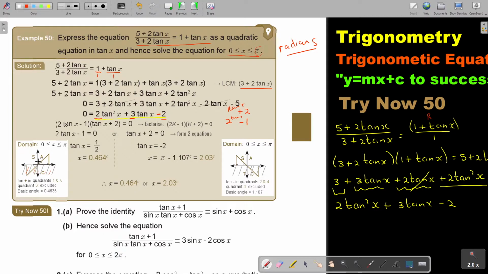And where is tan positive? Then only in the first one. And although this basic angle is to 4 significant figures, my answer is to 3 significant figures. The same here, remember this is blocked out. And then where is tan now? In this case, negative, it's there. And then it's pi, remember there is pi, minus this angle. And then I put the 2 on.